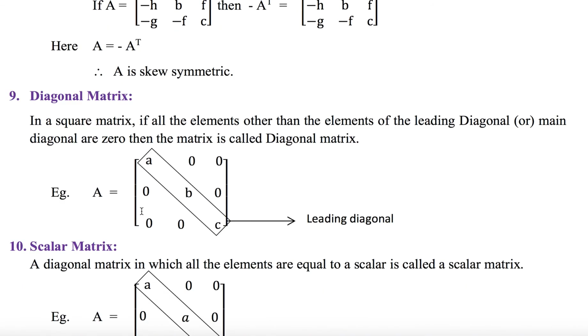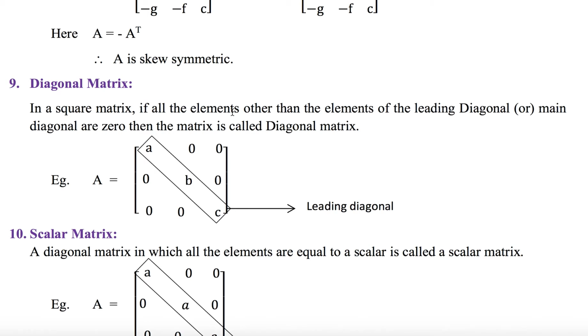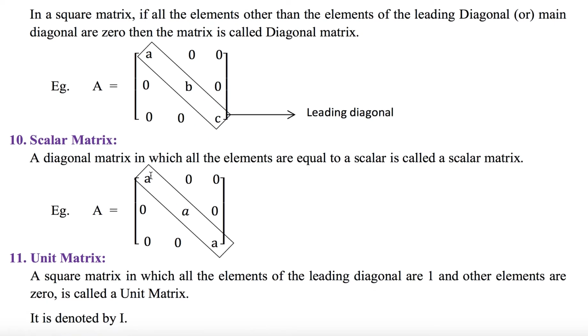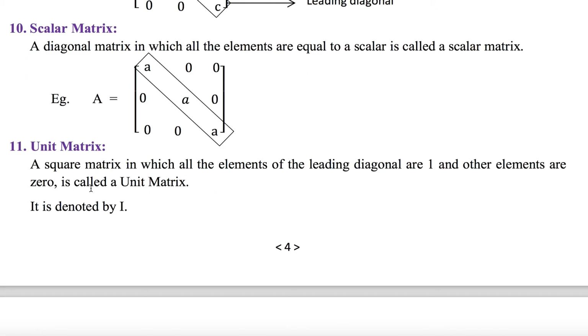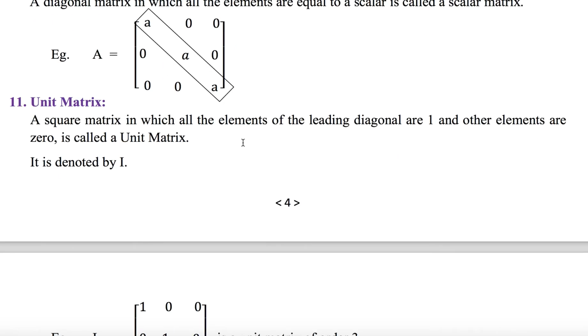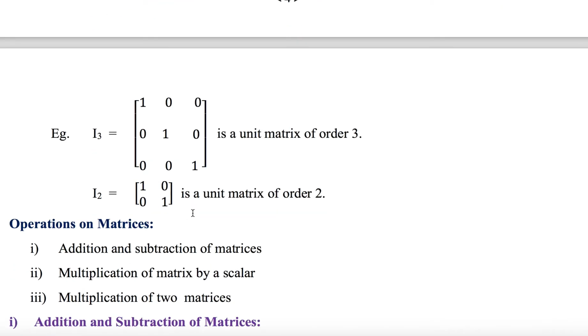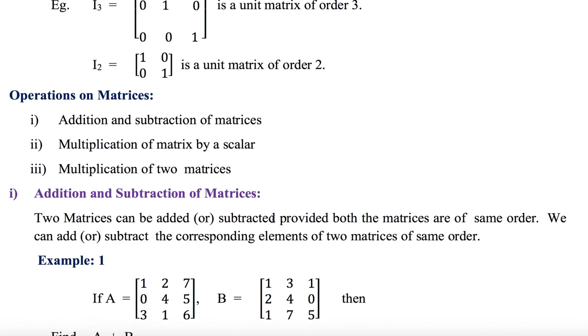Diagonal matrix. In a square matrix, if all the elements other than the main diagonal are 0, then it is called a diagonal matrix. Scalar matrix: a diagonal matrix in which all the elements are equal is called a scalar matrix. Unit matrix: a square matrix in which all the elements of the leading diagonal are 1 and other elements are 0 is called a unit matrix and it is denoted by I. I3 is the 3 by 3 unit matrix, or unit matrix of order 3. I2 is the unit matrix of order 2.